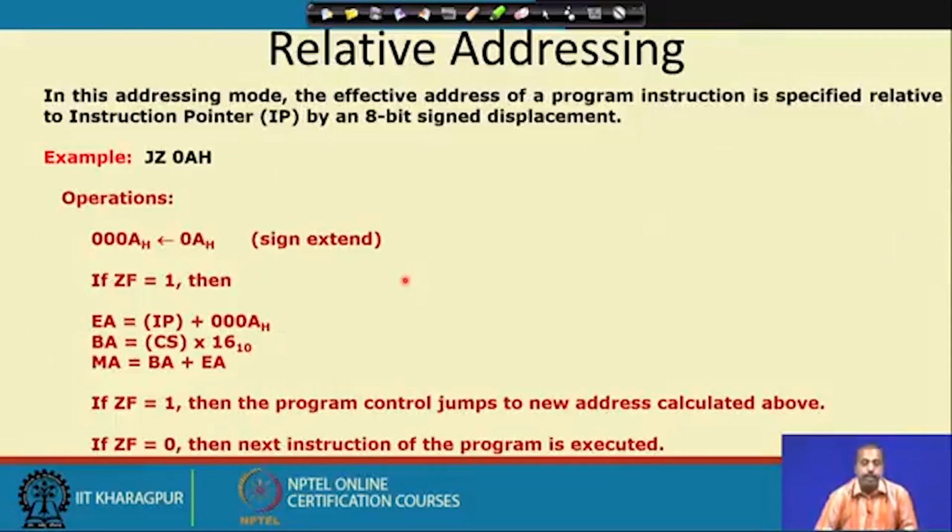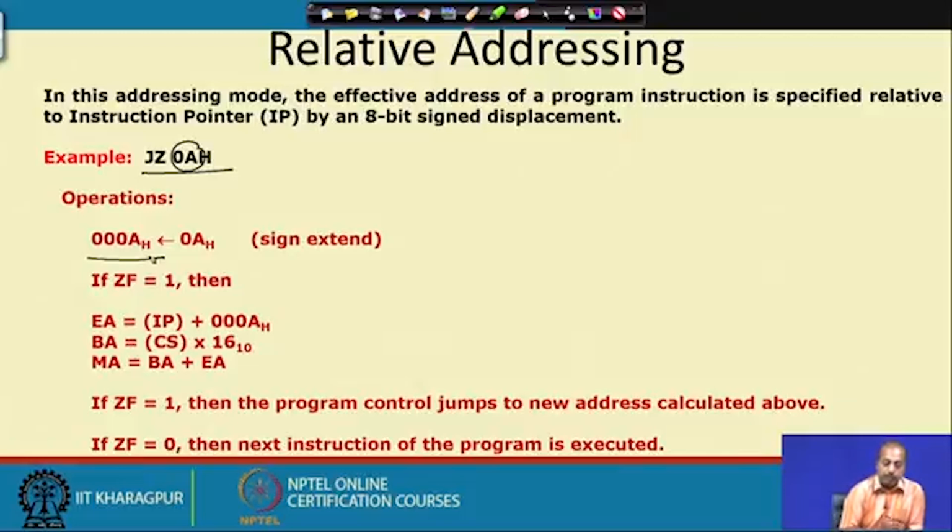Next we look into relative addressing. Relative addressing means with respect to the current program location. We are trying to update the instruction pointer to go to the next instruction. The effective address of a program instruction is specified relative to the instruction pointer by an 8 bit signed displacement. It is like this: JZ 0A hex. First of all, this 0A hex will be sign extended, so it will become a 16 bit value.